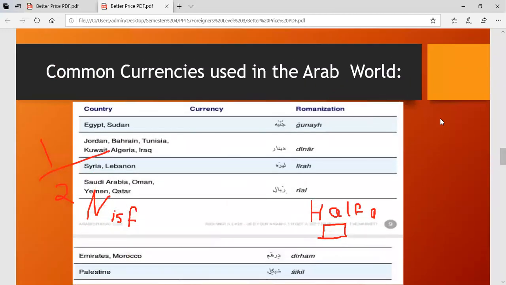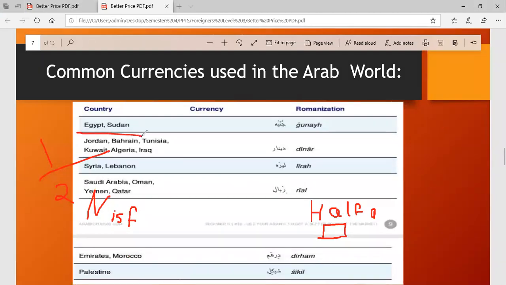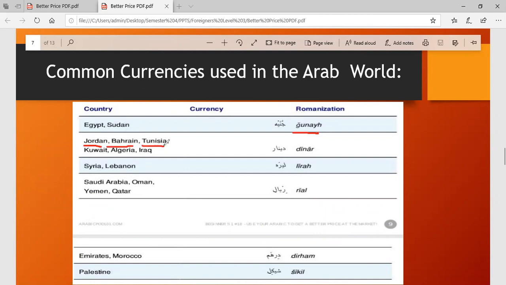The common currencies, I'll go over this fast. We have Egypt. What do they use? I think it's the Guinea. Guinea, okay. Egypt and Sudan, where Egypt is Misr, and Sudan is Al-Sudan. They are located in the African continent. So it's Guinea. We have Jordan. You know Jordan, Al-Urdun. Bahrain, the same. Tunis is Tunis. Kuwait is Kuwait. Algeria is what?